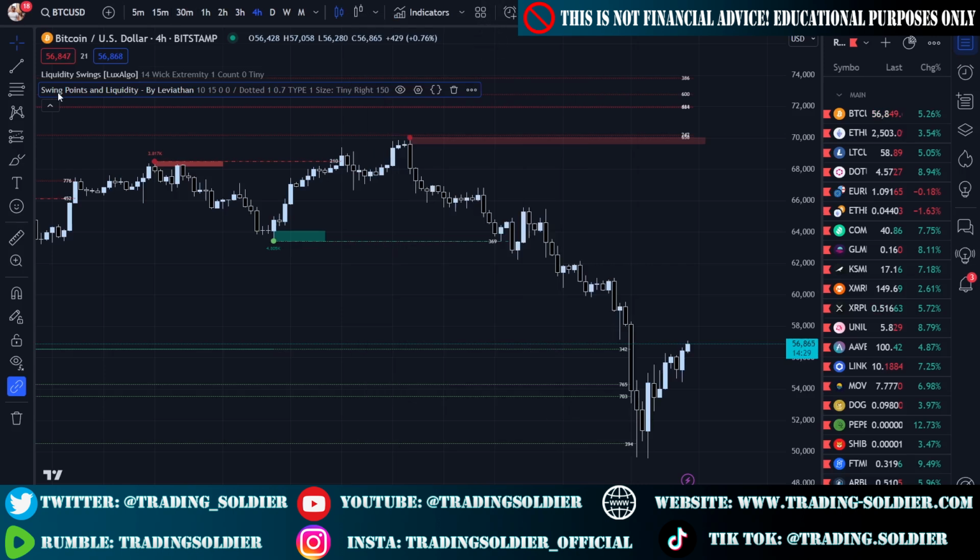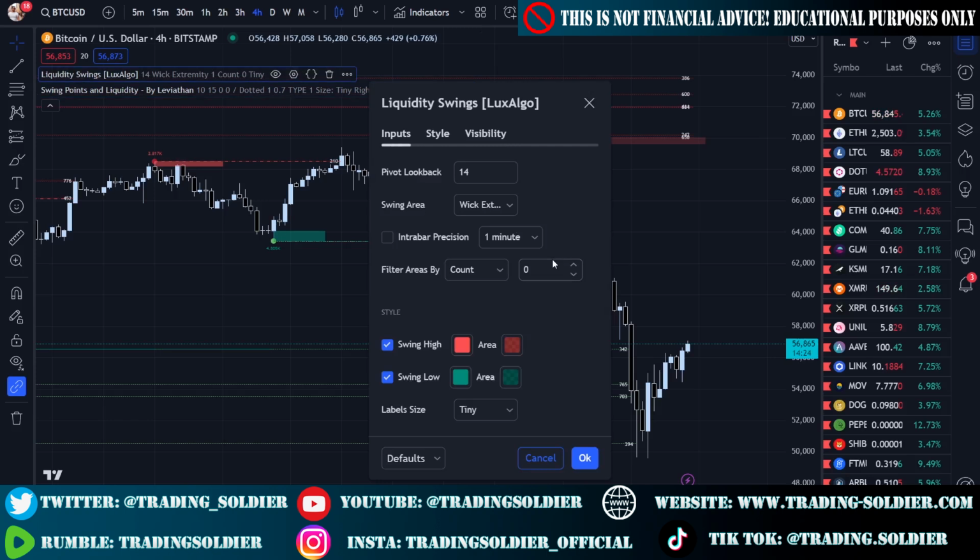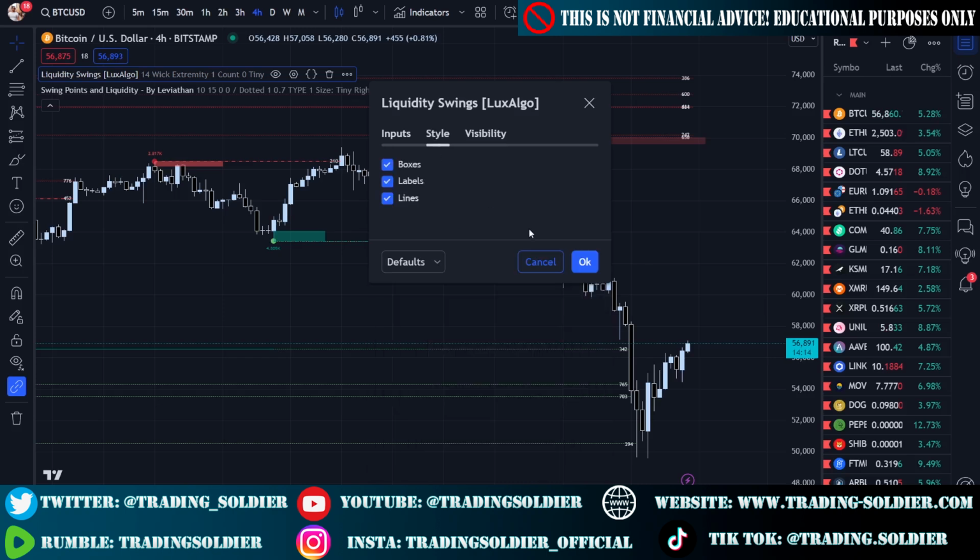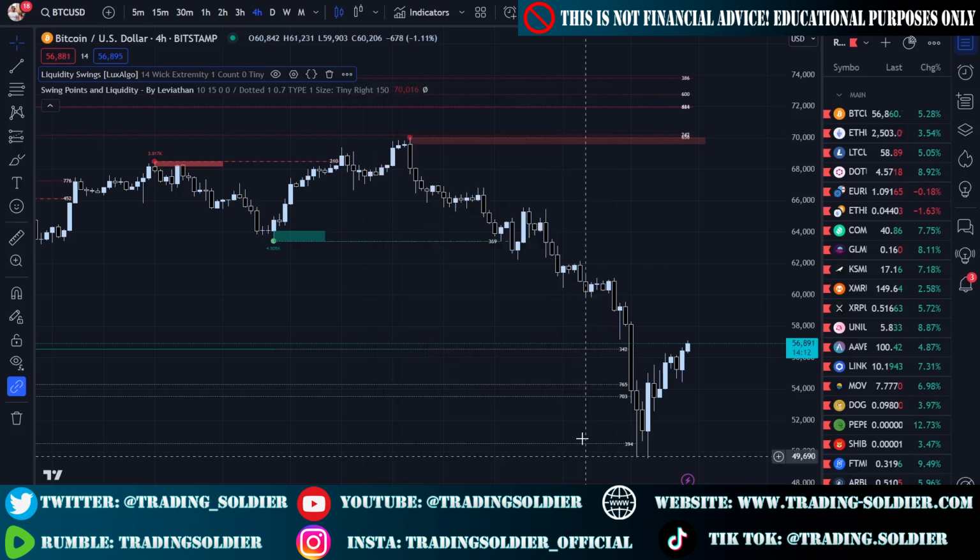If you want to use the Liquidity Swings by Lux Algo, I leave the settings by default. The only thing that I want to change, if this comes in full range, is to change it to weak extremity. But everything else I leave by default. So these are the settings that I'm going to use.